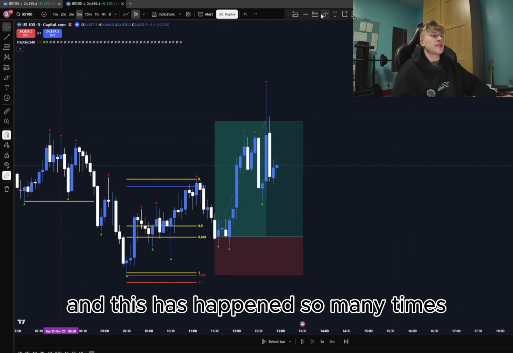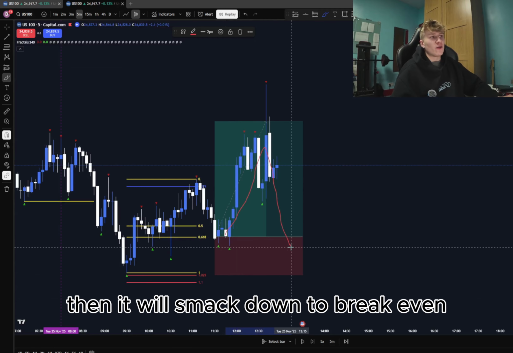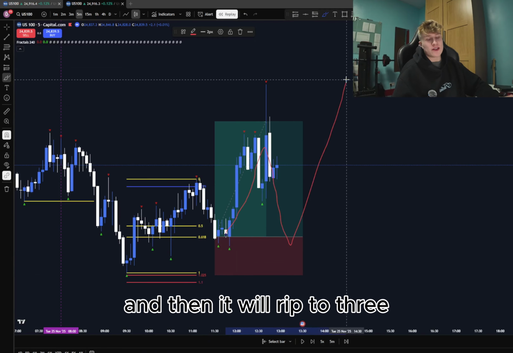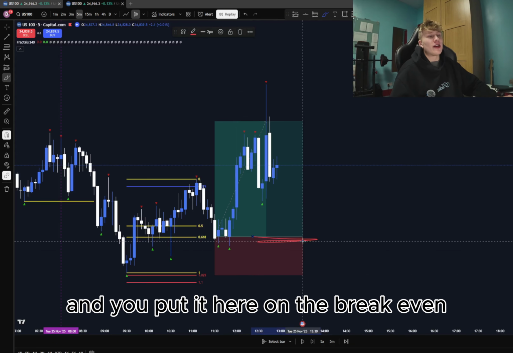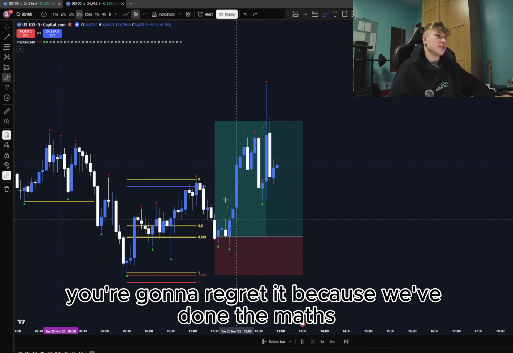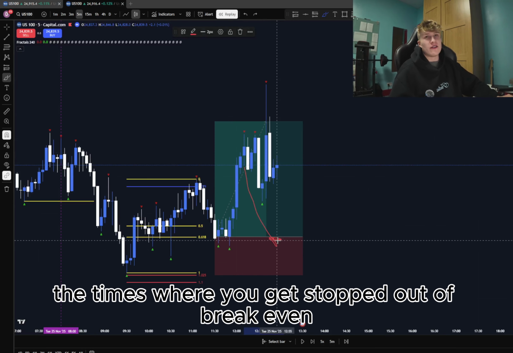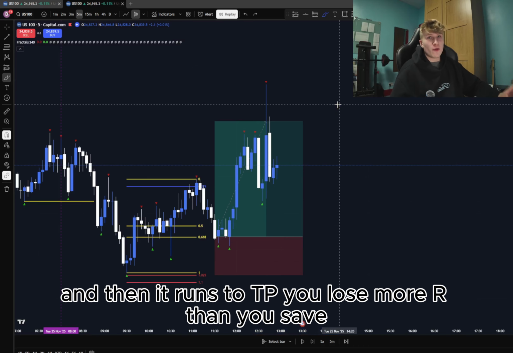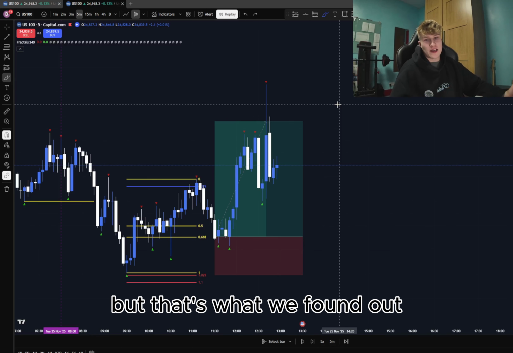Because there will be times, and this has happened so many times, where it will get to 2.8. Then it will smack down to break even, and then it will rip to 3. And if you got emotional, if you went risk free and you put it here on the break even, you're going to regret it, because we've done the maths and we've done the back testing. The times where you get stopped out at break even and then it runs to TP, you lose more R than you save by moving it to break even. Do the back testing yourself, but that's what we found out.